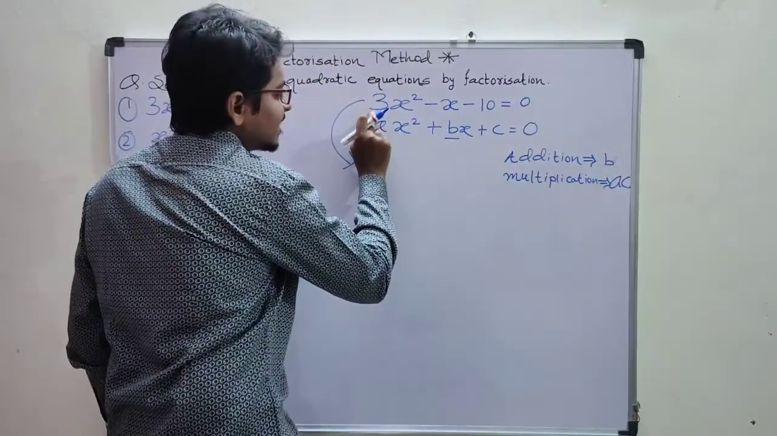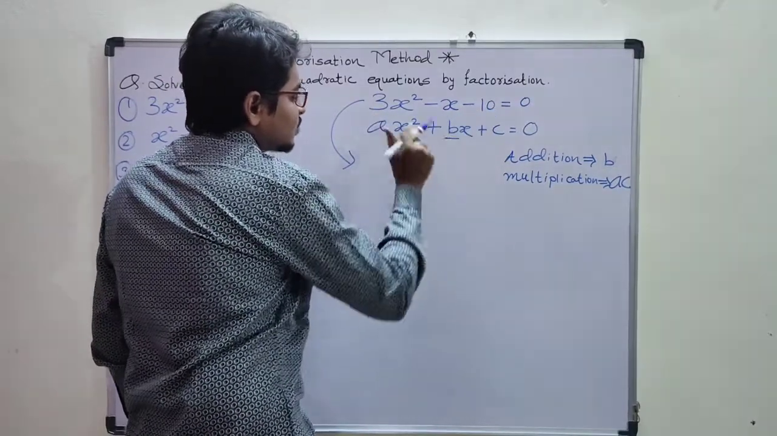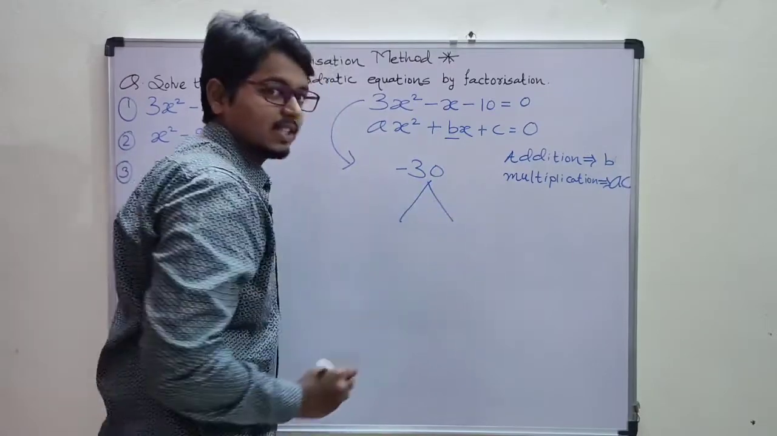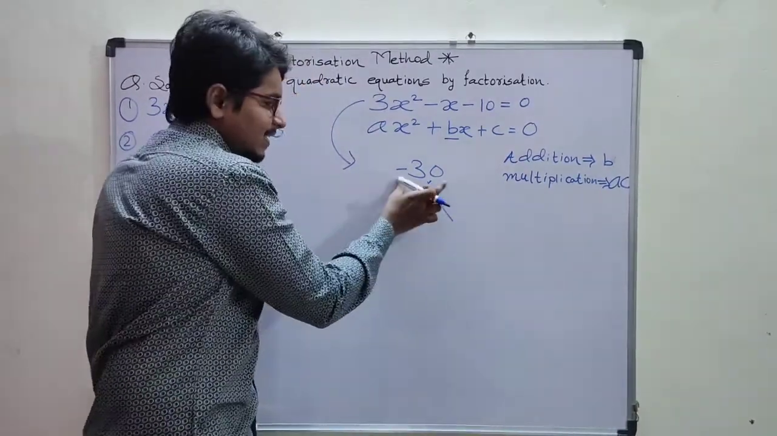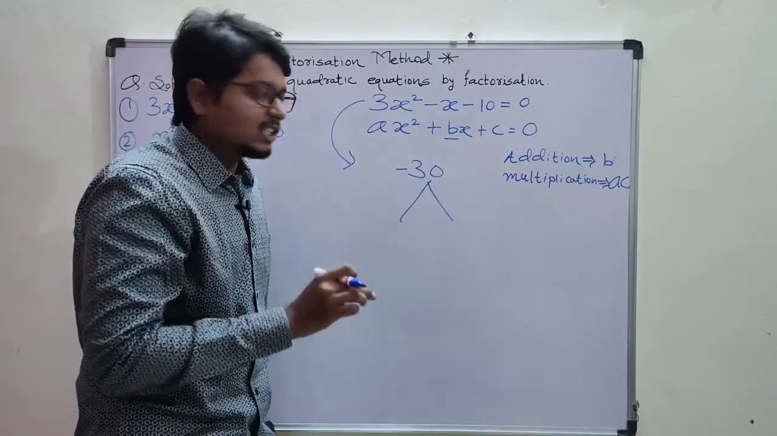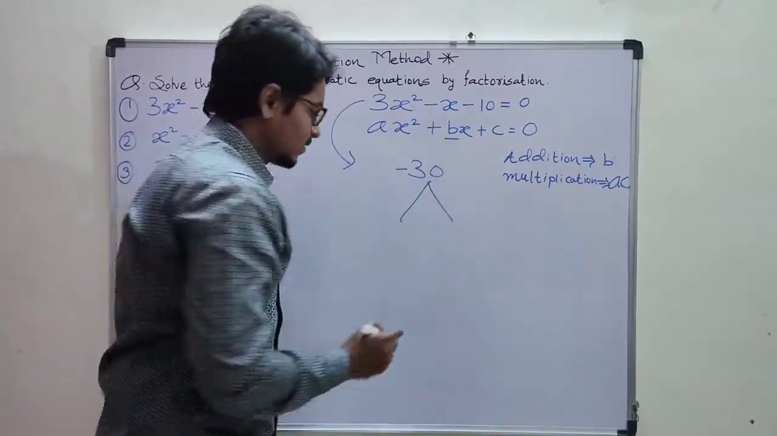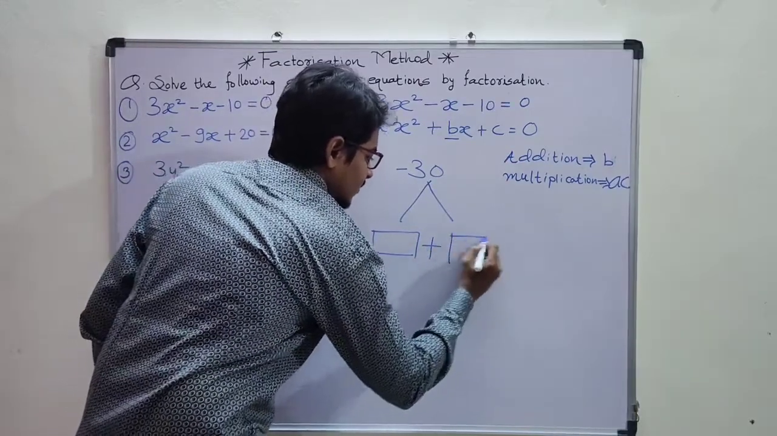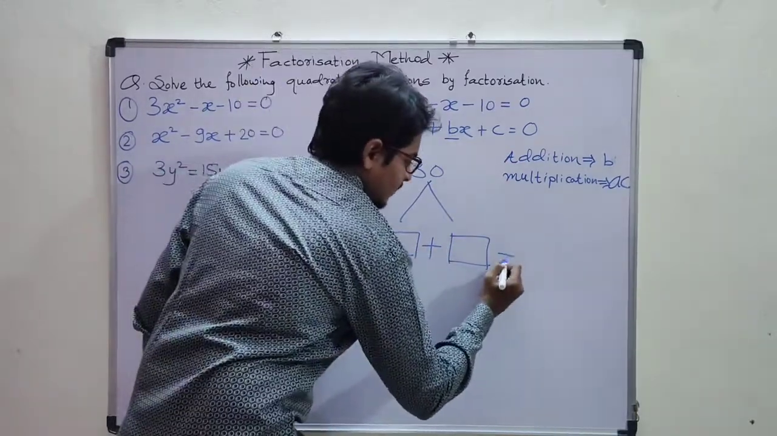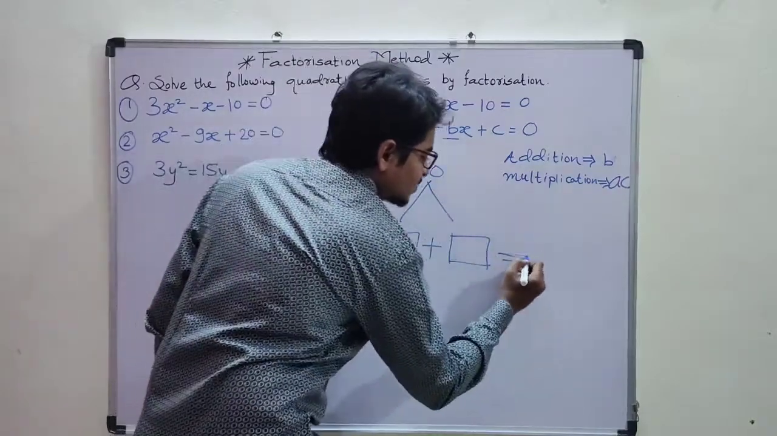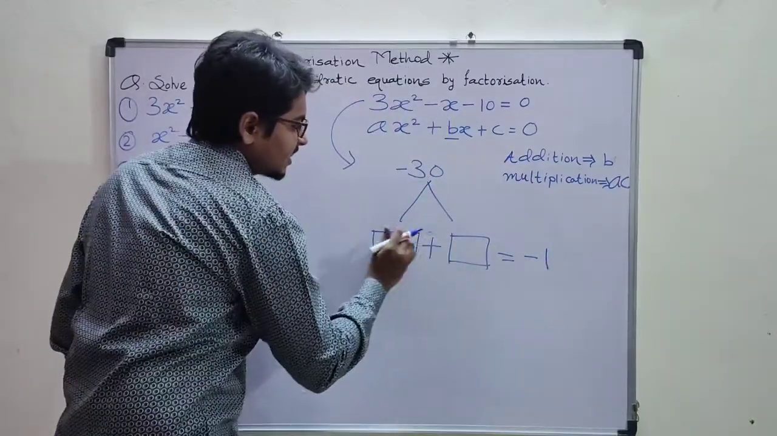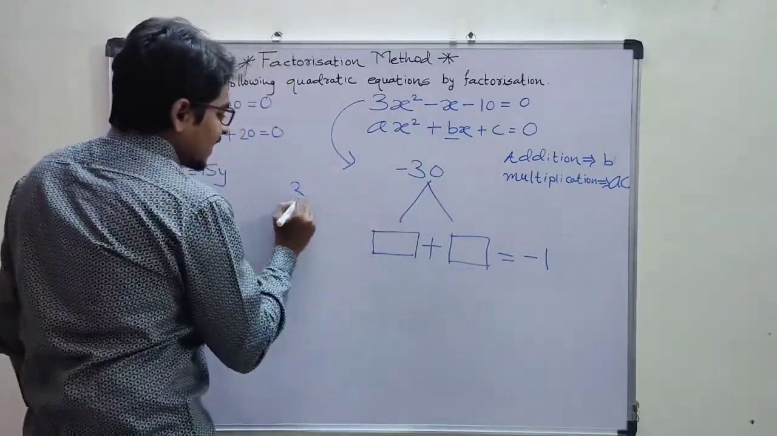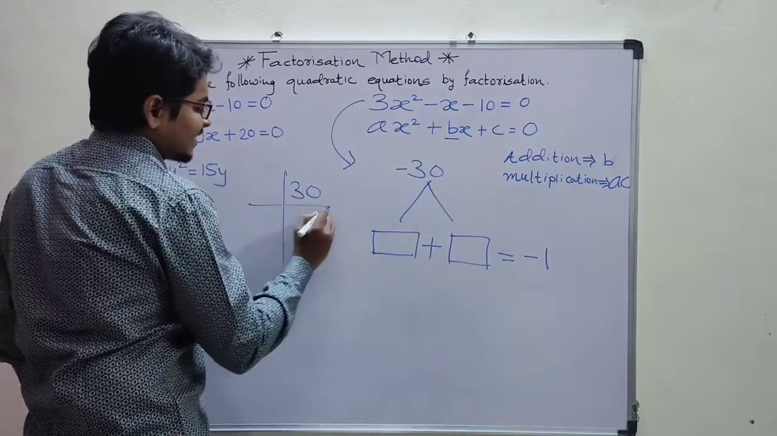AC means what? Here 3 and -10, so -30. First we find out two numbers such that their product is -30 and their addition is -1. So we have to find two numbers. Their addition is -1 and their multiplication is -30. Now we first factorize 30 or -30.